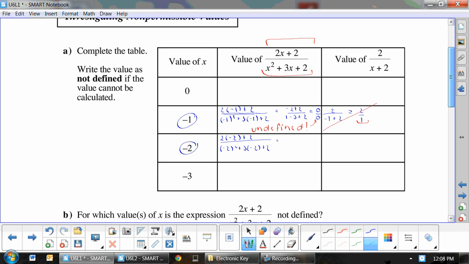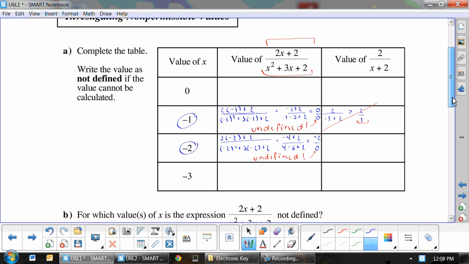Okay, so we'll go -4 plus 2. This gives us 4 minus 6 plus 2. And so now we get -2 over 0. So it's still undefined even though we have a 2 on top. It doesn't matter, as long as there's a 0 as the denominator, it's undefined.